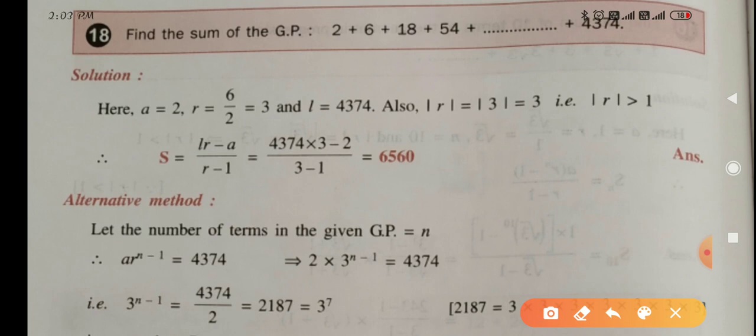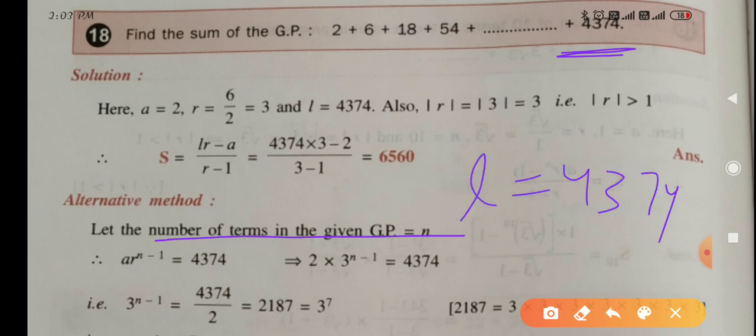So the last term is 4374. You can take the last term L, with n as the number of terms. So last term L equals 4374, and last term means AR to the power n minus 1 equals 4374. I told you, when the last term is given, the nth term becomes the last term.